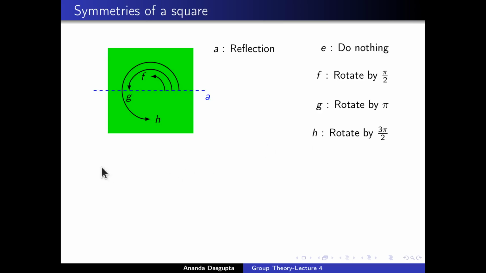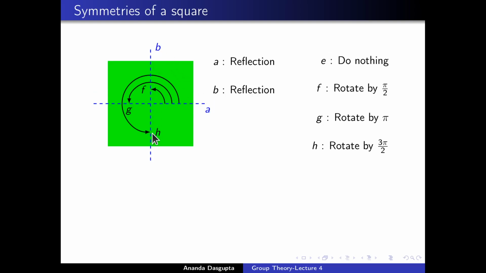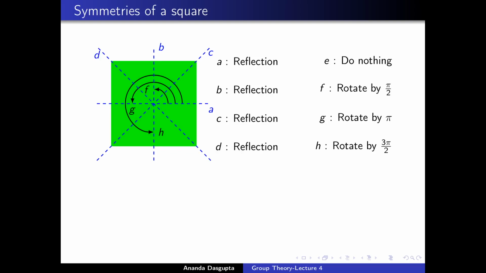In addition, you have reflections. This reflection along a midline, that's A. This reflection along the other midline, that's another reflection, that's B. Then we have 2 other reflections for the square, which are reflections about the diagonals of the square. A, B, C and D. 4 reflections. You can easily build up the multiplication table for this group. It will be an 8 by 8 table. And let me leave that job as an exercise.